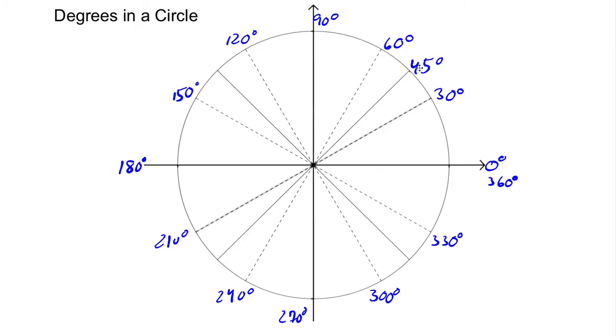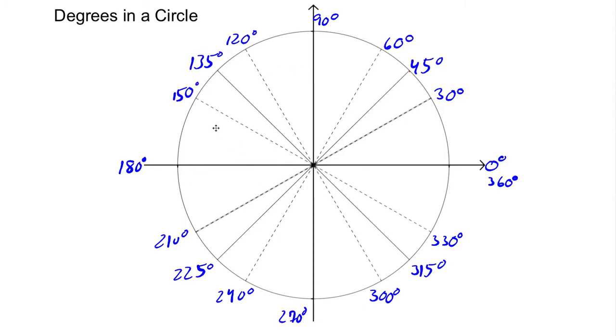Counting for the 45s, the solid lines, we get 0, 45, 90, 135, 180, 225, 270, 315, and 360. So these are all of the common angles that, if you've taken trig before, may look familiar, and this is why we get them.